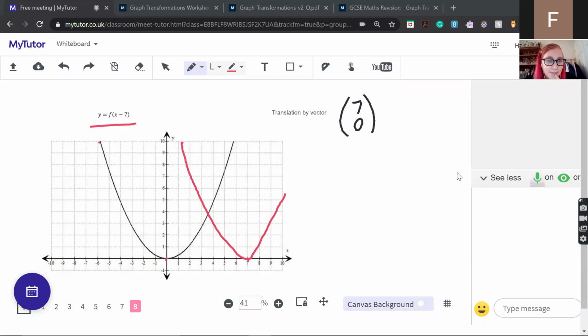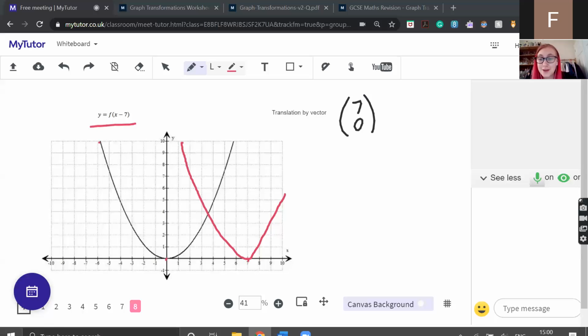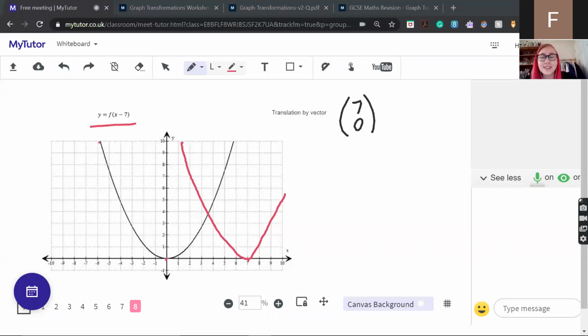And someone's just messaged a joke, so I'm going to finish on that. Why do plants hate maths? Because it gives them square roots. Good one, whoever sent that.